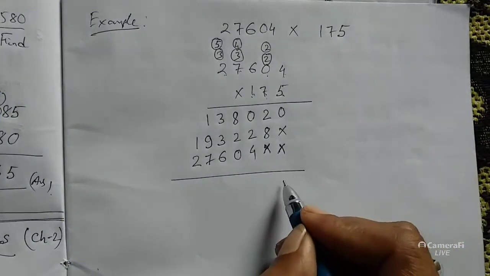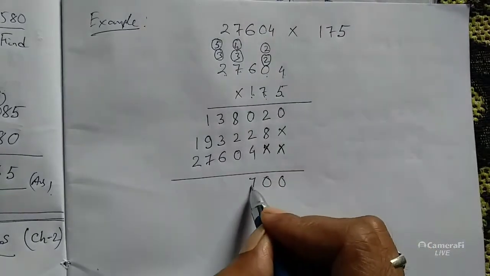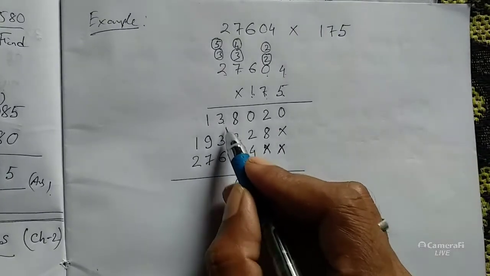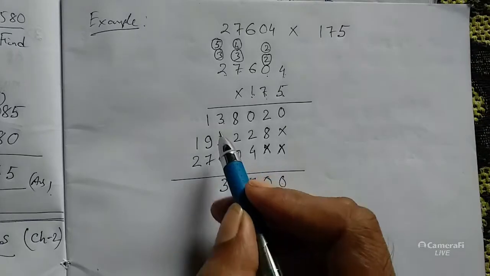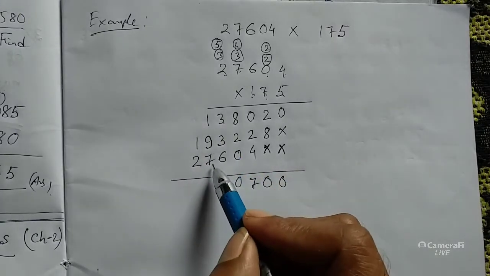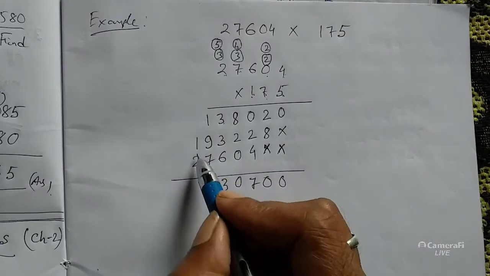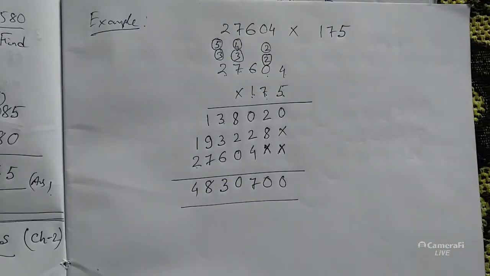So we get here 0, 8 to 10, 1 carry. 4 plus 2 is 6, plus 1 is 7, 8 plus 2 is 10, 0, again 1 carry. 3 3 6 plus 6 is 12, plus 1 carry is 13, 1 carry again. 9 plus 1 is 10, plus 7 is 17, plus 1 carry is 18, 8, 1 carry. 1 plus 2 is 3, plus the carried 1 is 4. So this becomes the product, the result.